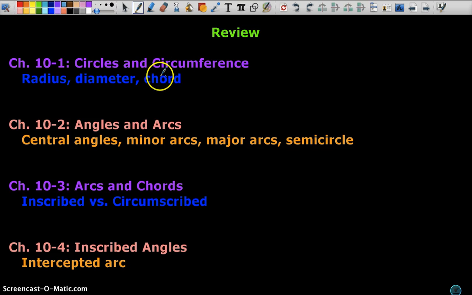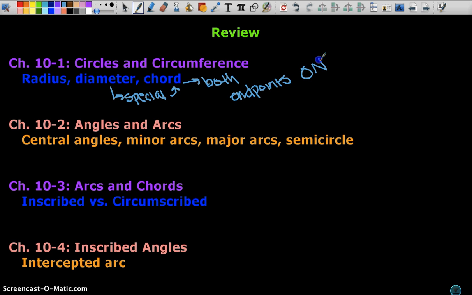So our first section, Circles and Circumference, is where we talked about radius, diameter, chords. Remember that a diameter is a special type of chord. So it's a special type. Radius can never be a chord because a chord has both endpoints on the circle. And we know that a radius has one endpoint at the center and one on the circle. So radius, not a chord.